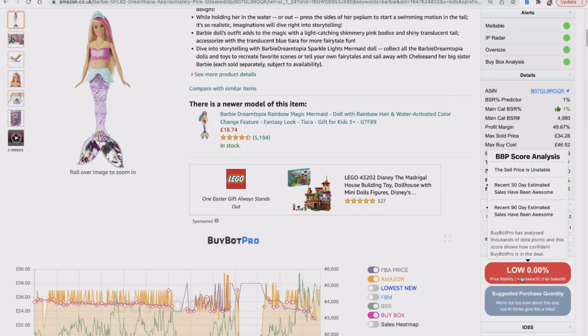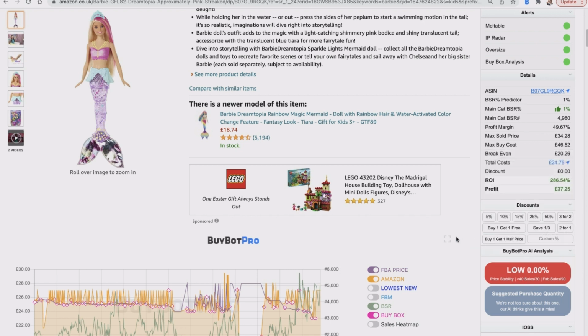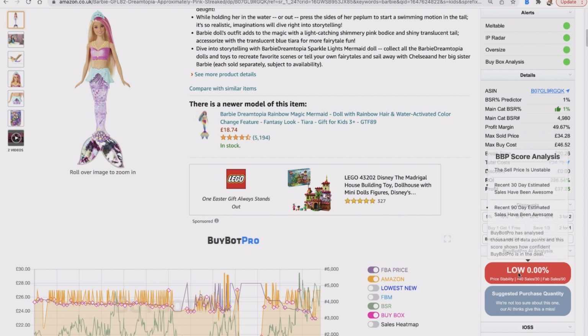It's telling you that the 30 days and the 90 days estimated steals are still awesome, and that's all great, but that sell price is unstable. That is not a sell price that you're likely to achieve. So straight away, it's highlighted that something's wrong here. It's not right. Something's going on. You need to have a look at that. So despite an ROI of 286% and a profit of £37, BuyBotPro is saying no. BuyBotPro is saying something's not right.